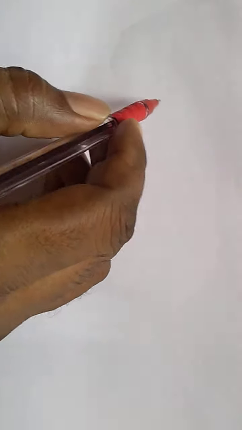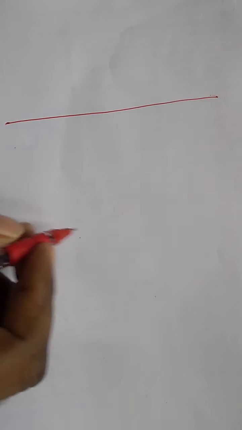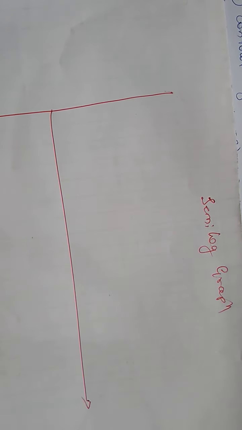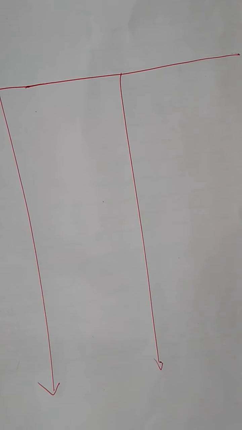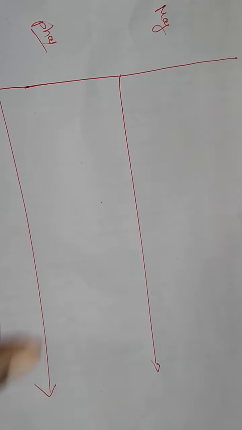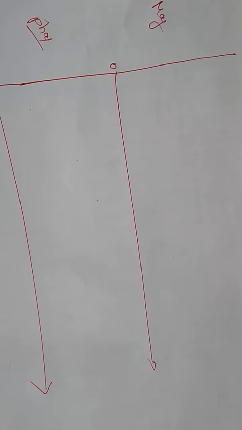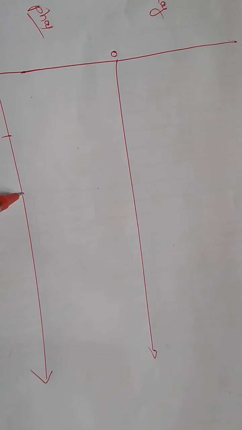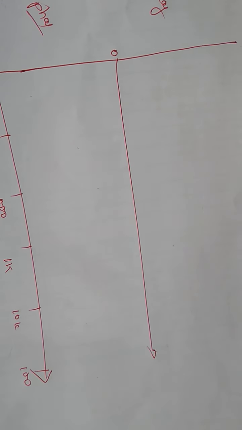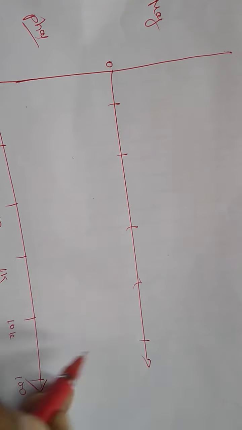So first we have to draw the line. Just observe here and draw the line. Take the semi-log graph sheet. You can draw the Bode plot using the semi-log graph sheet. First draw the vertical axis, then draw the horizontal axis. The semi-log graph sheet is divided into two portions. One is for the magnitude plot and one is for the phase angle plot. Mark the values. On the x-axis, common frequency: 10 Hz, 100 Hz, 1K, 10K, 100K, and so on. The same frequency is also marked here.